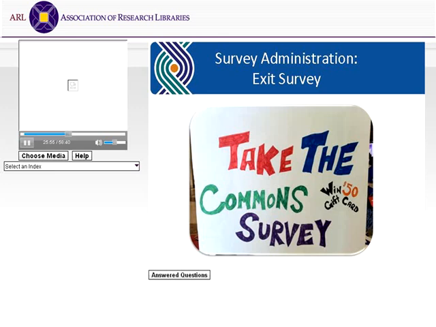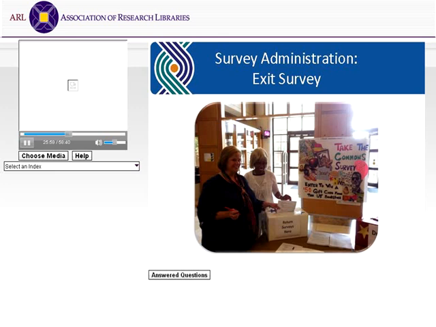The exit surveys were given one week during the summer term and the fall term. I said that previously, but we had it spread out so that we had a couple of hours in the morning, a couple of hours in the afternoon, and then a couple of hours in the evening to try to get a wide variety of users.